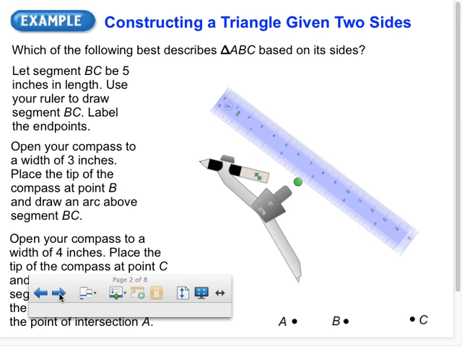You should have 3 sheets of paper on your desk. What I need you to do first is use your ruler, and about halfway down your paper, I need you to draw this line. So your line should be somewhere about here on your paper, and it needs to be 5 inches in length.